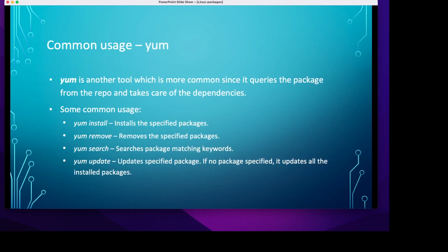Common usage of YUM. YUM is another tool which is more common, since it queries the packages directly from the repo, and it's also easy to use since it takes care of all the dependencies. These are all basics. yum install installs the specified packages. YUM is also very intuitive, as in, you would know yum install would install the packages and yum remove would remove the packages, which makes it very easy for any administrator to use this tool. yum search searches packages matching the keyword, and yum update updates the specified package. Now you need to be very careful when using yum update. For example, if no package is specified, it updates all the installed packages on your system.